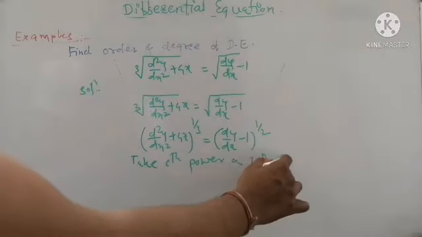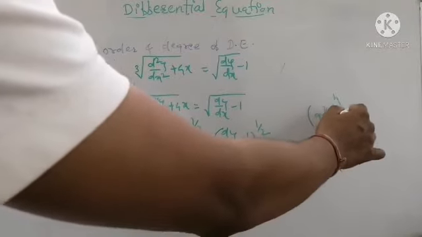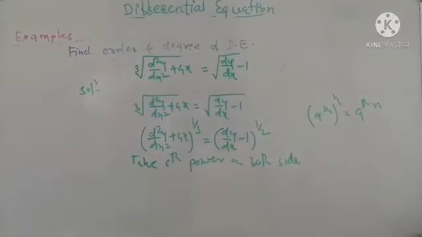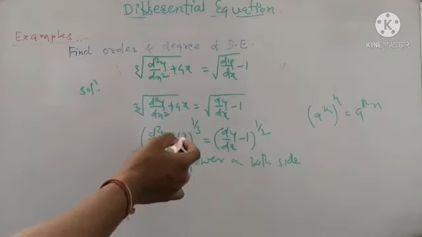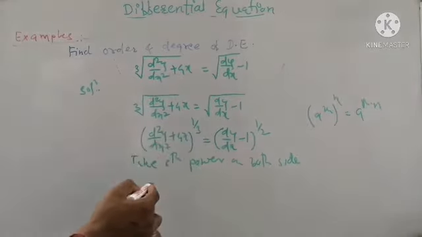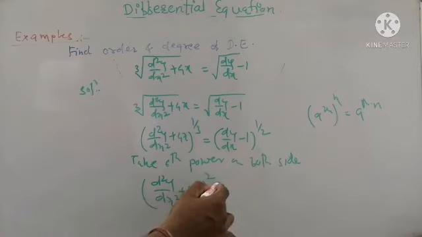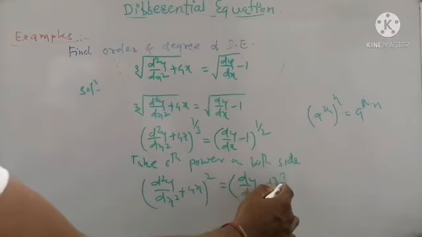As we know, the rule of indices: a raised to m, raised to n, is equal to a raised to m into n. That is, when we take the power of a power, we multiply the indices. So as we take the sixth power on both sides, the first term has power 1 by 3 multiplied by 6, so we get (d square y by dx square plus 4x) raised to 2, as 6 into 1 by 3 is 2, and on the right hand side similarly we have (dy by dx minus 1) raised to 3.